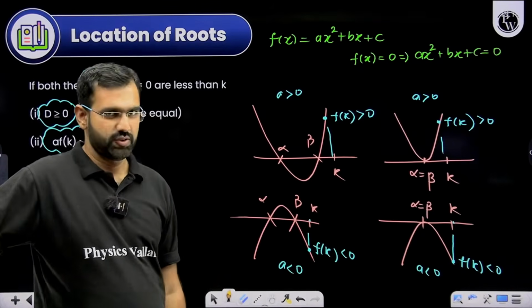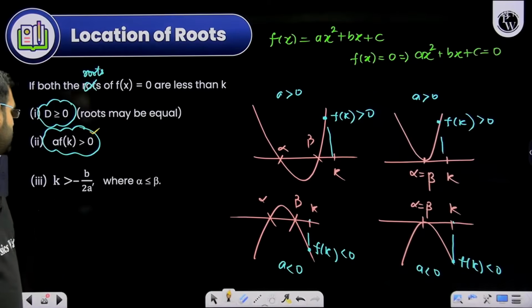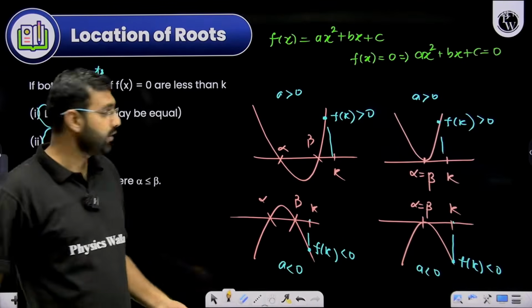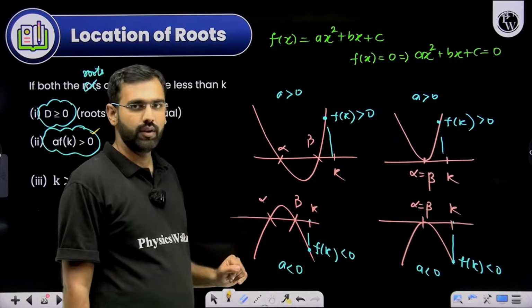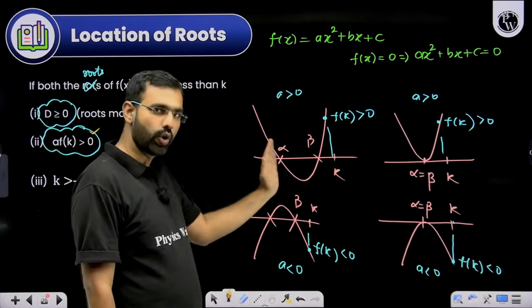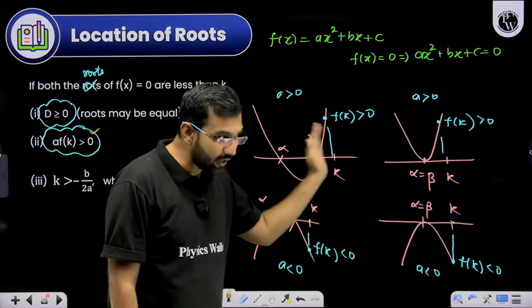Were you able to digest this part, all the participants? The third condition which I will match is that, sir, this could have been true if k lies here as well. But I don't want k to be on this side, on the left of alpha and beta. I want k to be on the right of alpha and beta.